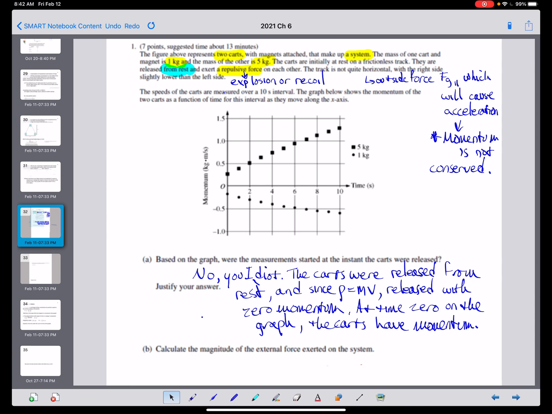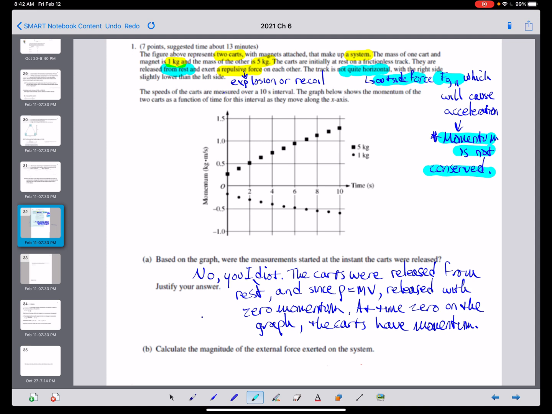This one's kind of interesting because it's going to be one of those first times that we're going to see a not conservation of momentum problem. Realize at the beginning of this problem we talked about one thing: there's an outside force because the track is not quite horizontal. There's an outside force, FG parallel, so momentum is not conserved. What that means is the momentum will change, so the carts will accelerate as a system.